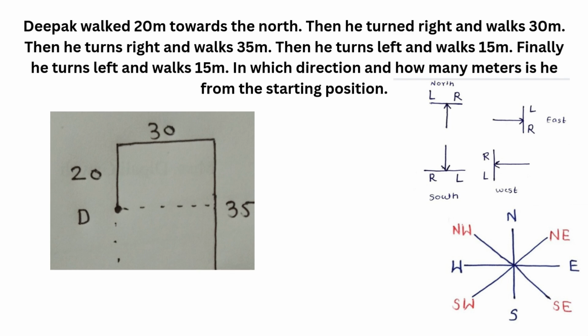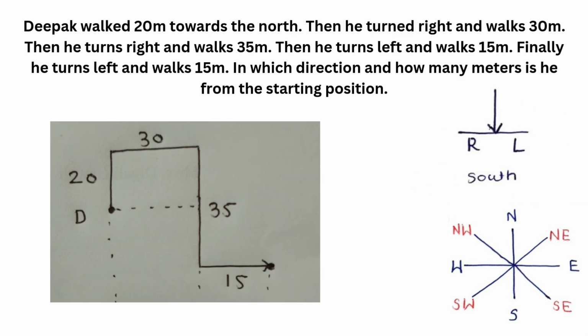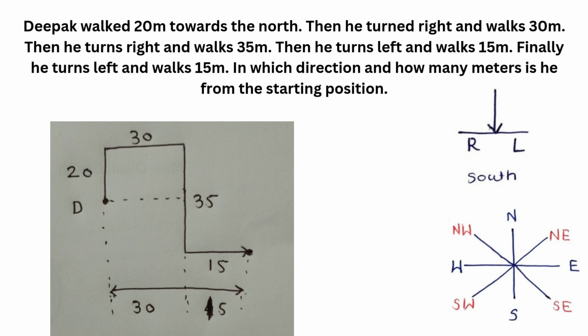Then he turns left and walks 15 meters. So now he is facing the south direction and the left of Deepak is this. Draw it and 15 meters is the distance. So the question is, in which direction and how many meters is he from the starting position? We can see that the direction he is facing right now is east direction, and if we see from the starting position, the first distance is 30 meters, and then the second distance is 15 meters. So 30 plus 15 equals 45 meters.